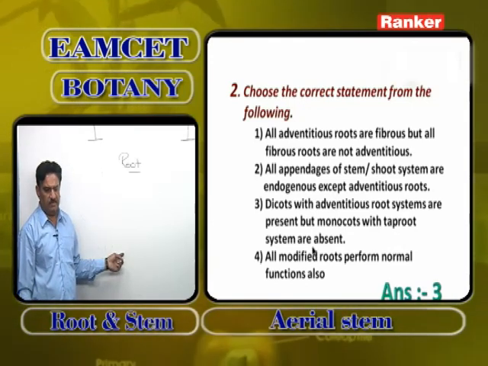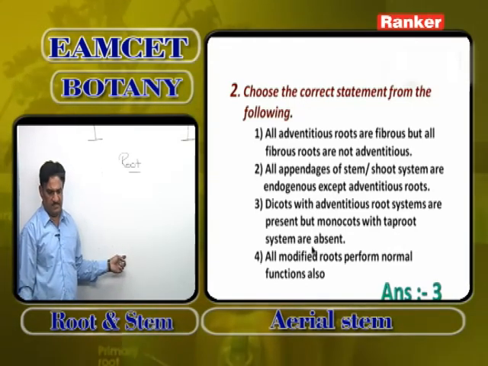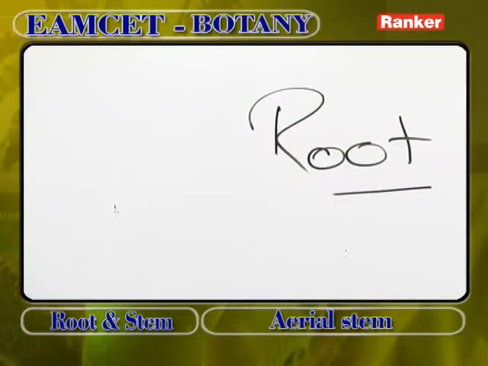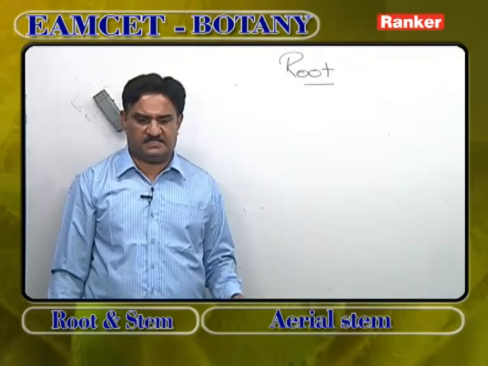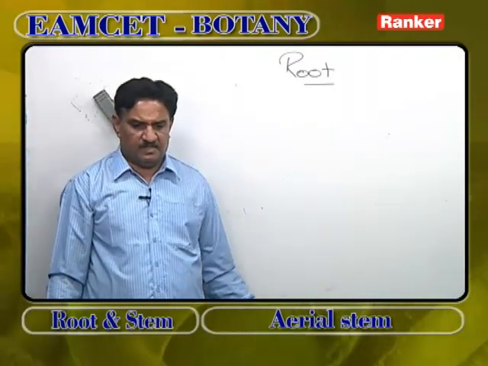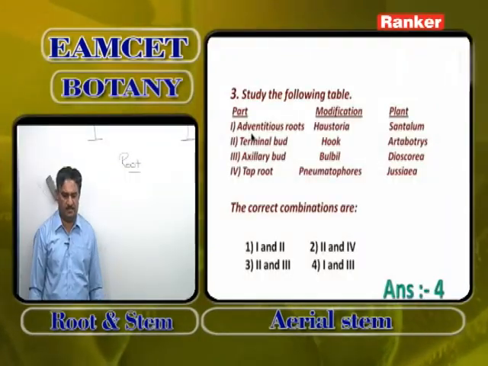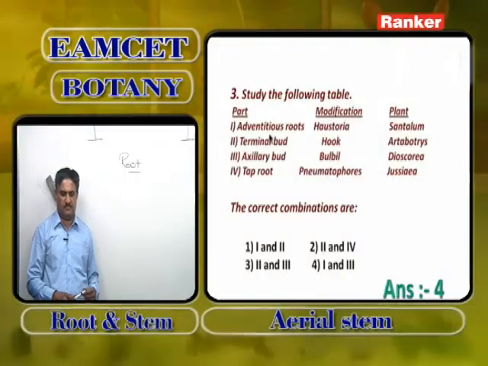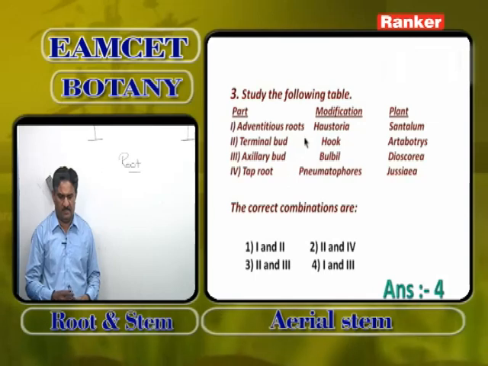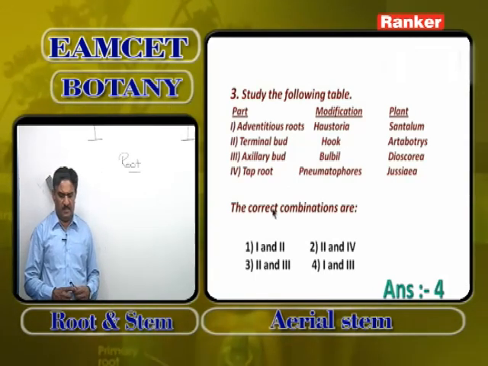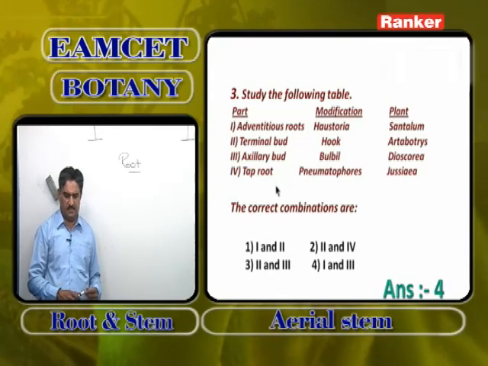You don't find any monocot with taproot system, but dicots may be seen with adventitious root system like runners, suckers, stolons, offsets. Next, study the following table. Here the answer is 1 and 3 are correct combinations. Because adventitious roots are producing haustoria, they are found in Santalum. Then the third one, axillary bud bulbil in Dioscorea, we discuss in the next chapter, that is in stem.